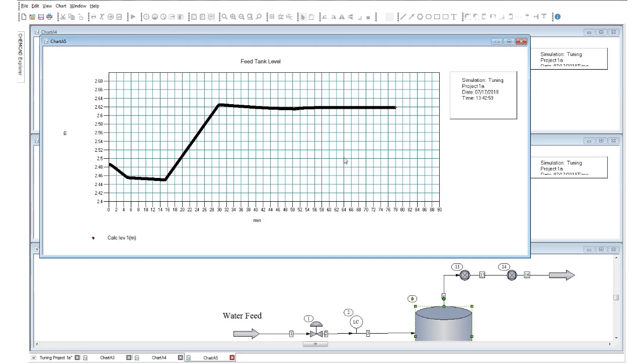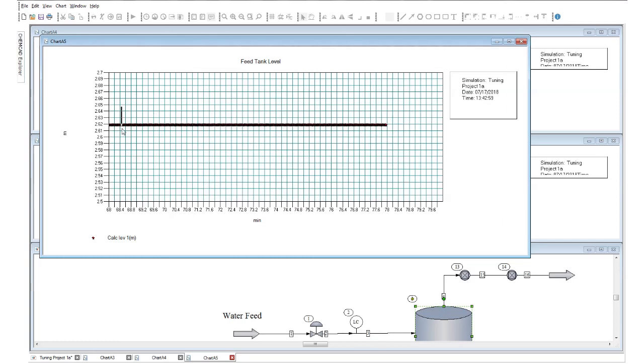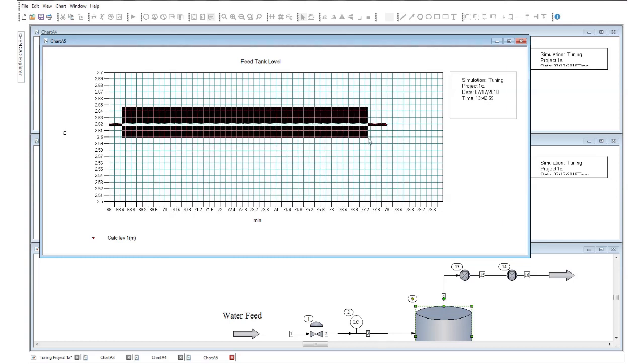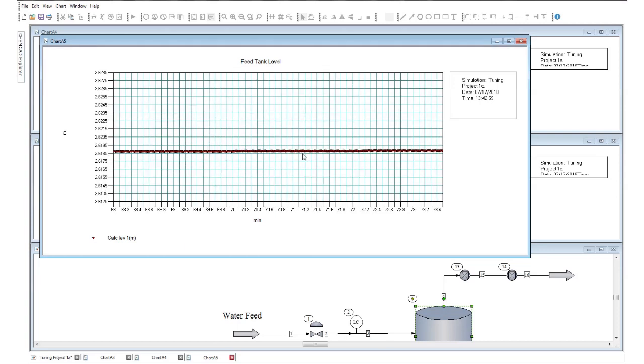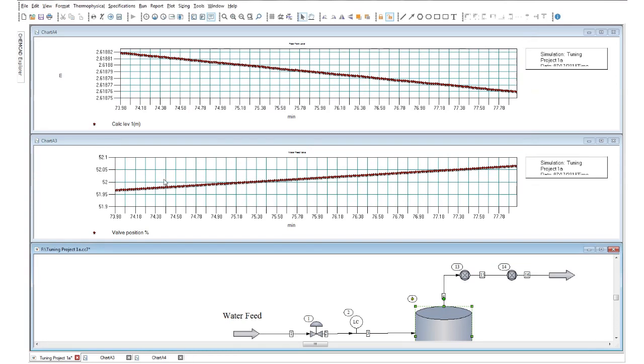And here we want to focus in on whether or not we're oscillating. So I'm going to click on this region and see what my values might be. And I can't get it to show too much of that. So I'm going to look at my valve position instead. This might tell me more.